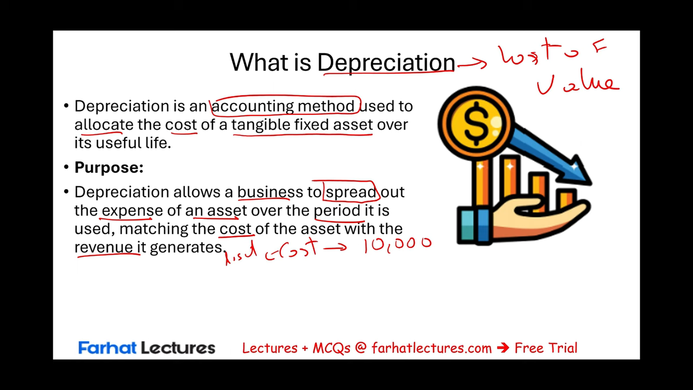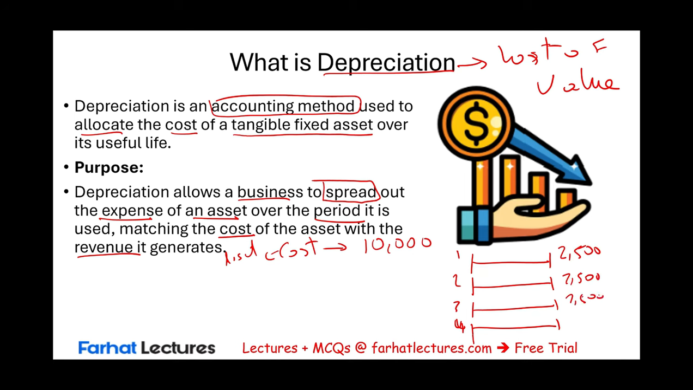The car is going to serve your business for 5 years. Let's make it 4 years. What's going to happen is this: we're going to take this $10,000 and allocate, spread it out over 4 years. Well, how much are we going to allocate each year? $2,500 of the expense. So notice this $10,000 asset will be expensed, $2,500 of it each year.